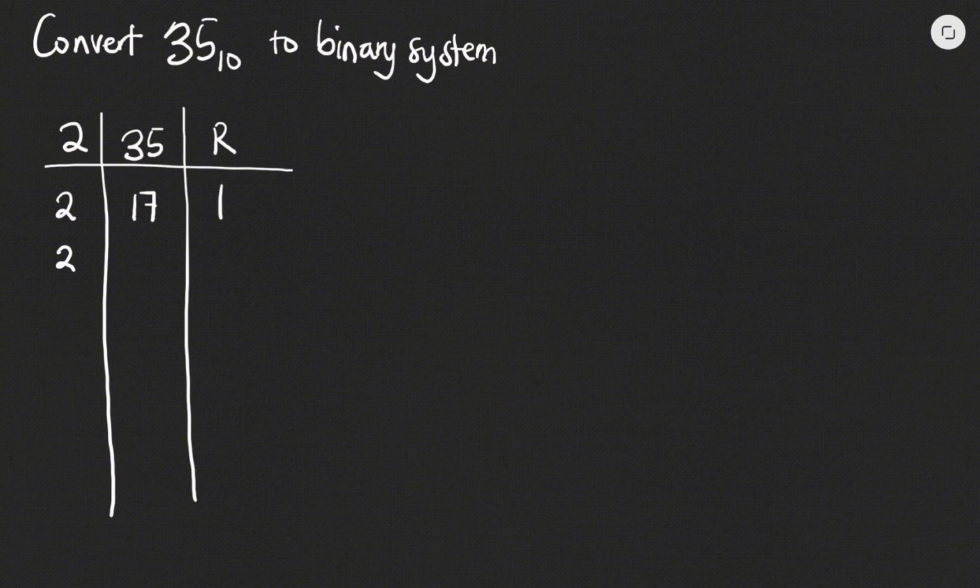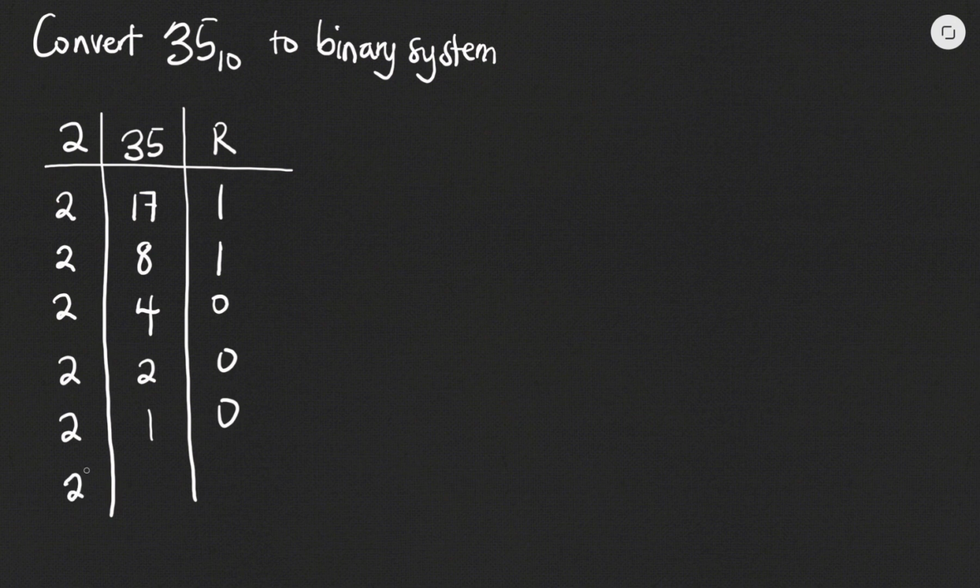Now 2 will go into 17 8 times, which is 16. So we are left with 1 to get to 17, so remainder 1. Now 2 will go into 8 4 times, which is exactly 8, so we are left with 0. Now 2 will go into 4 2 times, which is exactly 4, so we are also left with 0 here. 2 will go into itself once, and remainder 0.